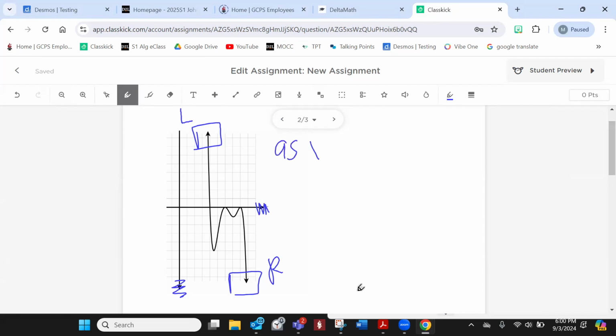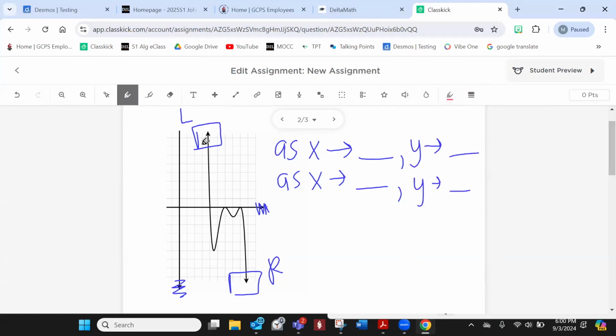As x, this arrow means approach something. What is your graph approaching? Okay, and I gotta write this twice because I got two ends. So this is only for one end. Now I gotta write a second one for the second end. Okay, so this is how I do it. And like I said, we talked about this in class.